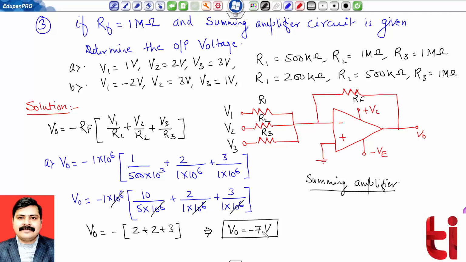So this is the first case. Similarly, you can find the second case also, and I'm keeping this as homework for you. I'm just putting the answer for case B. For case B, the value of output voltage V naught will be equal to 3 volts, which you have to verify. So it is very simple. You can use the formula, put all these values and try to solve.